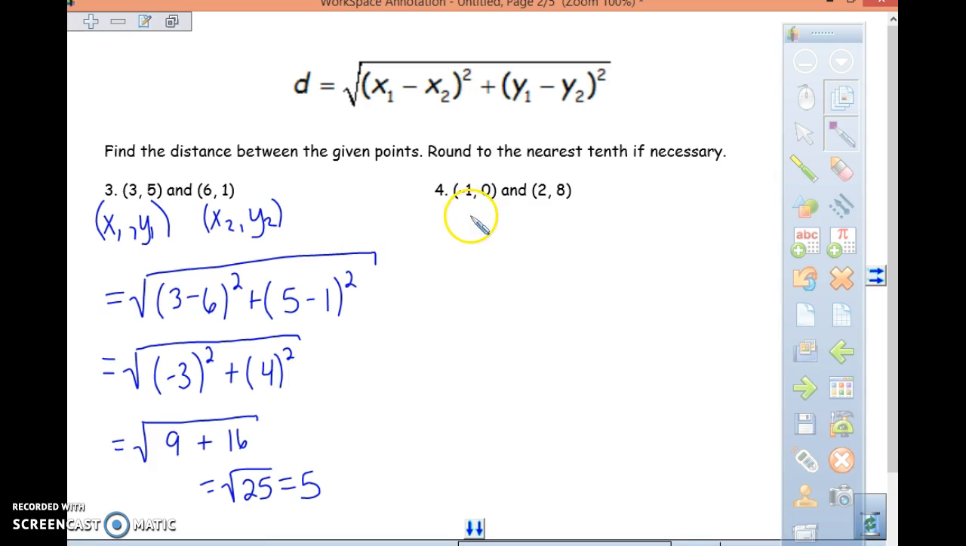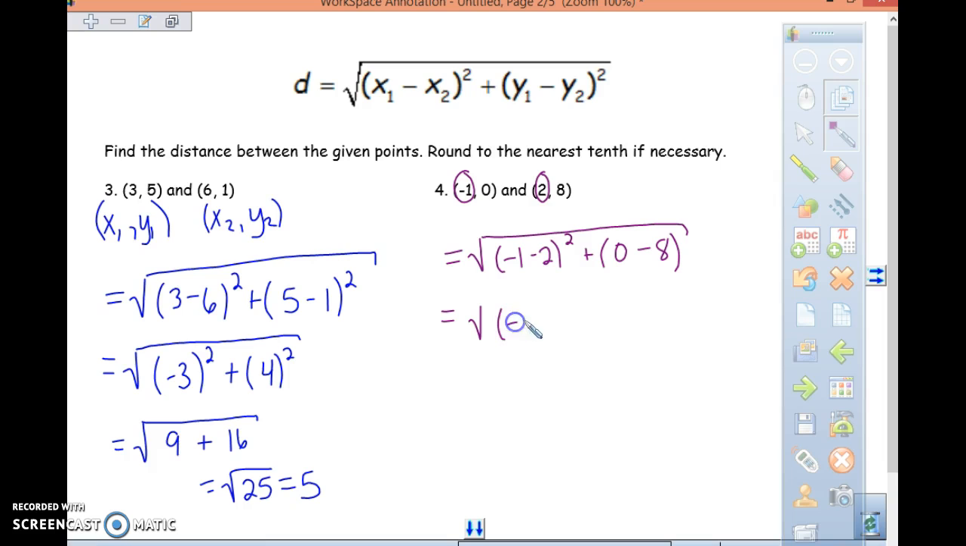You could take out a piece of scratch paper, try number 4, pause the video, and then check your answer. Using the same pattern as we did in number 3, we're going to do the first x minus the second x. So in parentheses, negative 1 minus 2, and then 0 minus 8. Notice that my formula shows subtraction, so you need to be careful with your subtraction symbols. So in the front, I get a negative 3 quantity squared. In the back, I get negative 8 quantity squared.